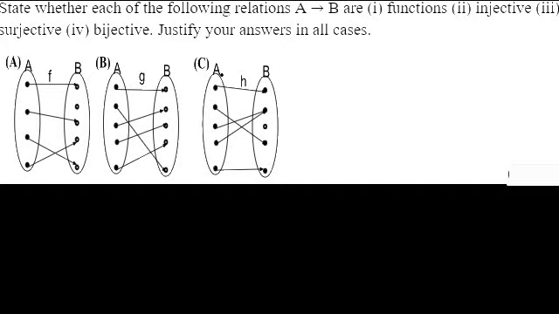Okay. So this is a problem that we need to work with. The question is: state whether each of the following relations, A being mapped onto B, are function, injective, surjective, or bijective, and we should also justify our answer. We should say the reason why they are or why they are not. So let's focus on the first one, which is this. Is it a function or not? This is the first one, the relation between A and B.